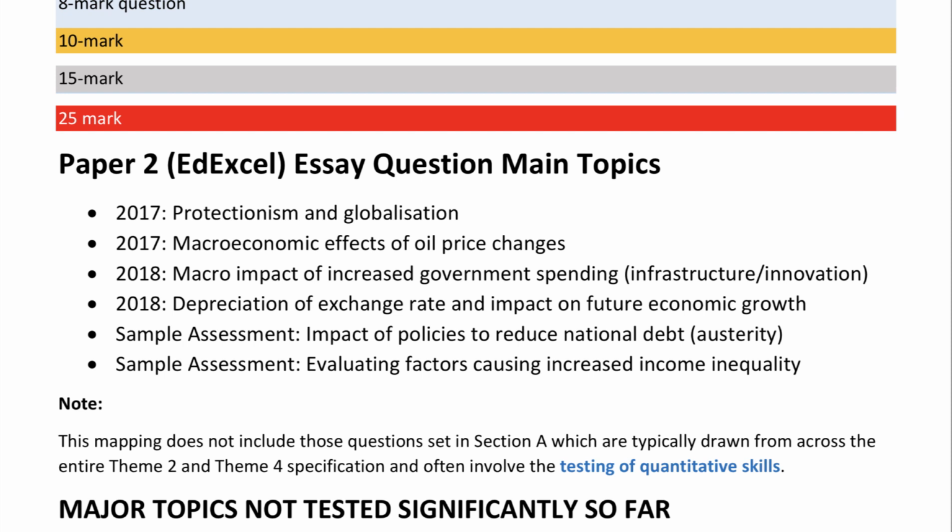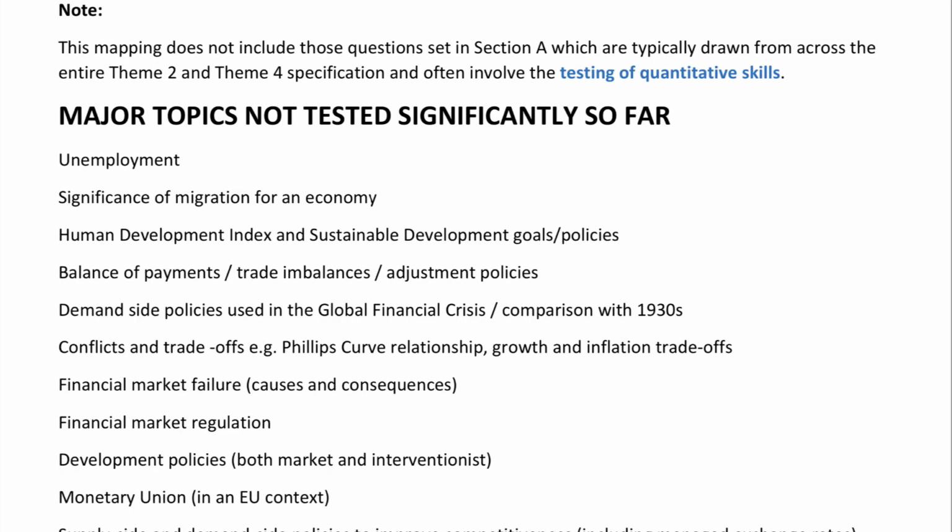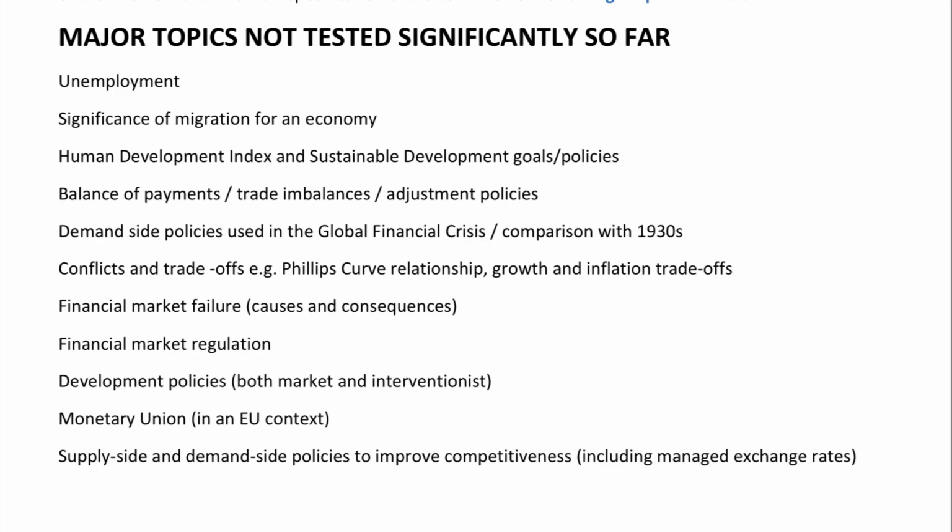The 2 sample assessment questions published by Edexcel have looked at national debt, policies to cut national debt, essentially fiscal austerity, and evaluating the causes or factors that have brought about increased income inequality. So if we think about the topics not yet tested significantly in the exam, unemployment, as we'll see in a few minutes, has not yet really come up. It's appeared in section A, impact of a fall in unemployment on the circular flow, for example.